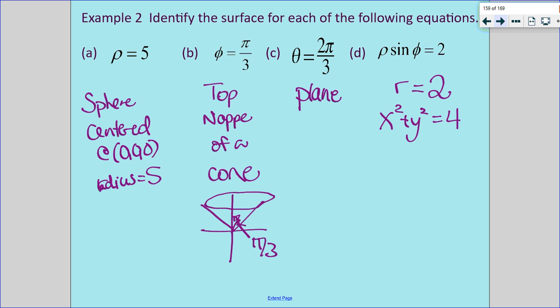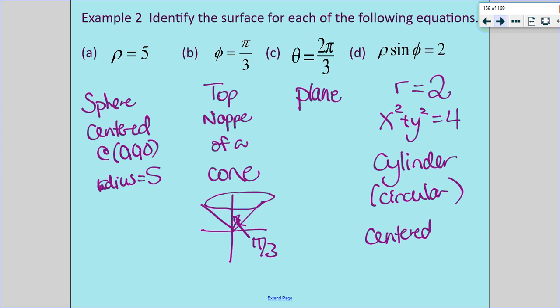What are our limitations on z then? Is z addressed, Ellie? Yeah. So z can be anything. So picture us repeating this cylinder infinitely high on the positive z and low on the negative z. So this is a cylinder. Circular cylinder. Centered around the z-axis. Question on that?